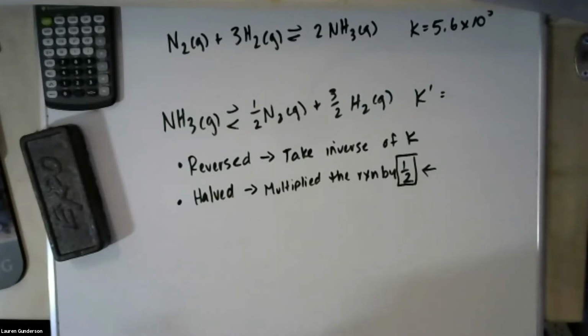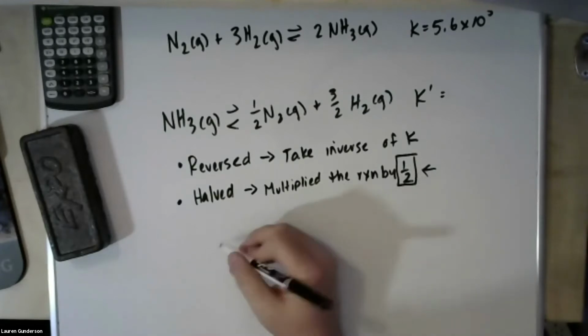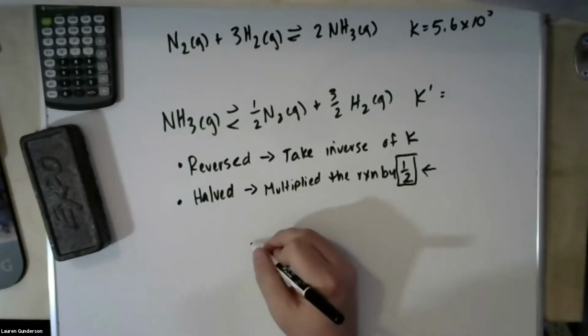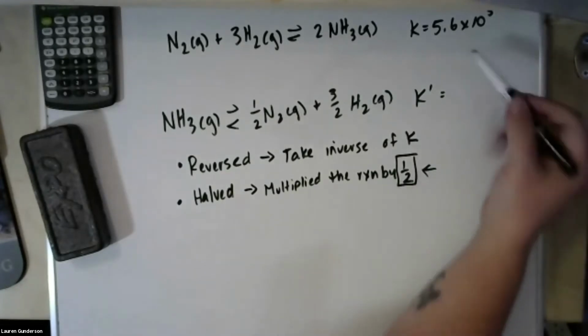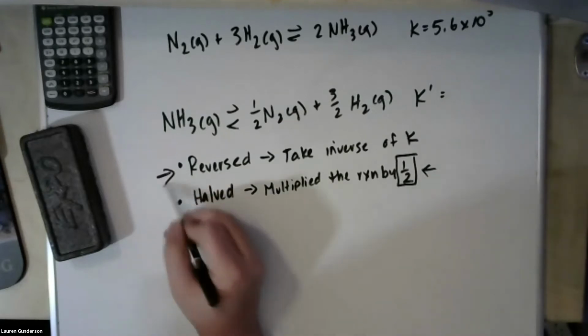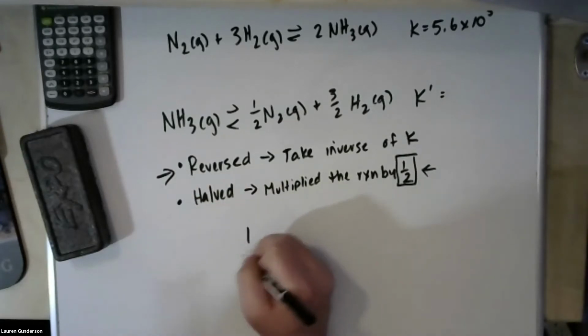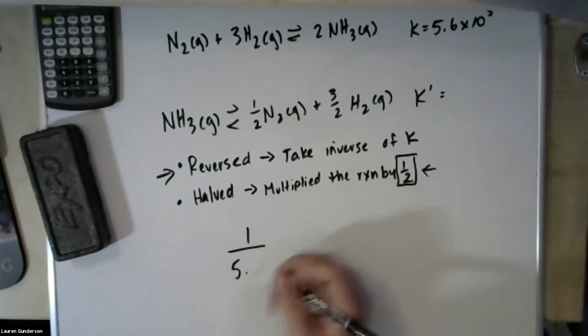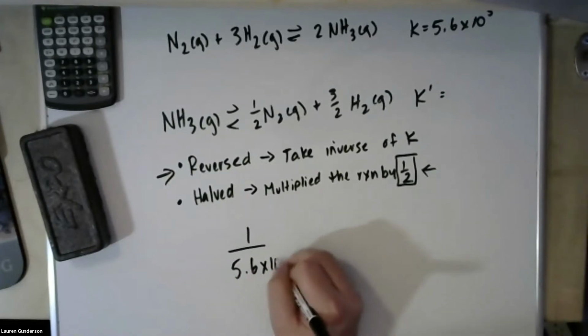So you're like, all right, Lauren, let's get to the point here. What do we do with K? So our K value was 5.6 times 10 to the positive 5. So the first thing I'm going to do is take the inverse of that. So that'll be represented as 1 over 5.6 times 10 to the 5.